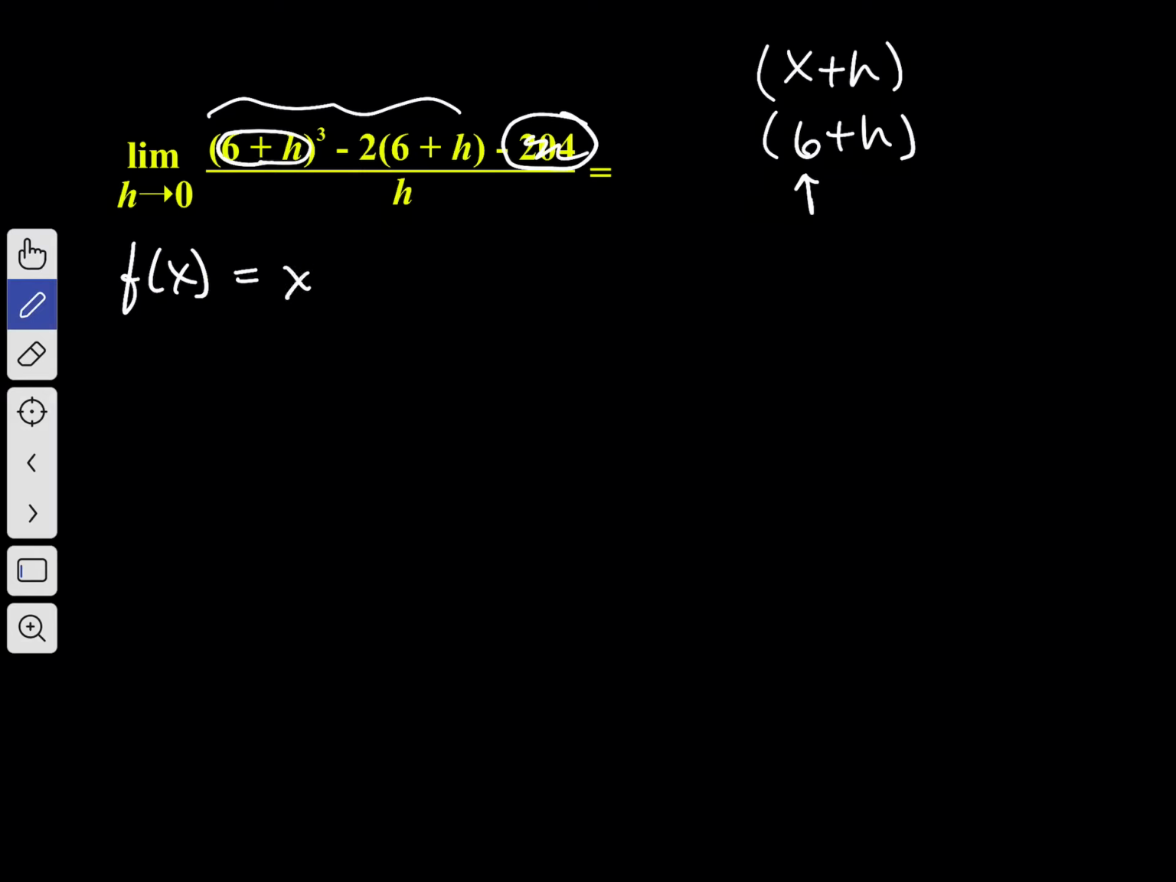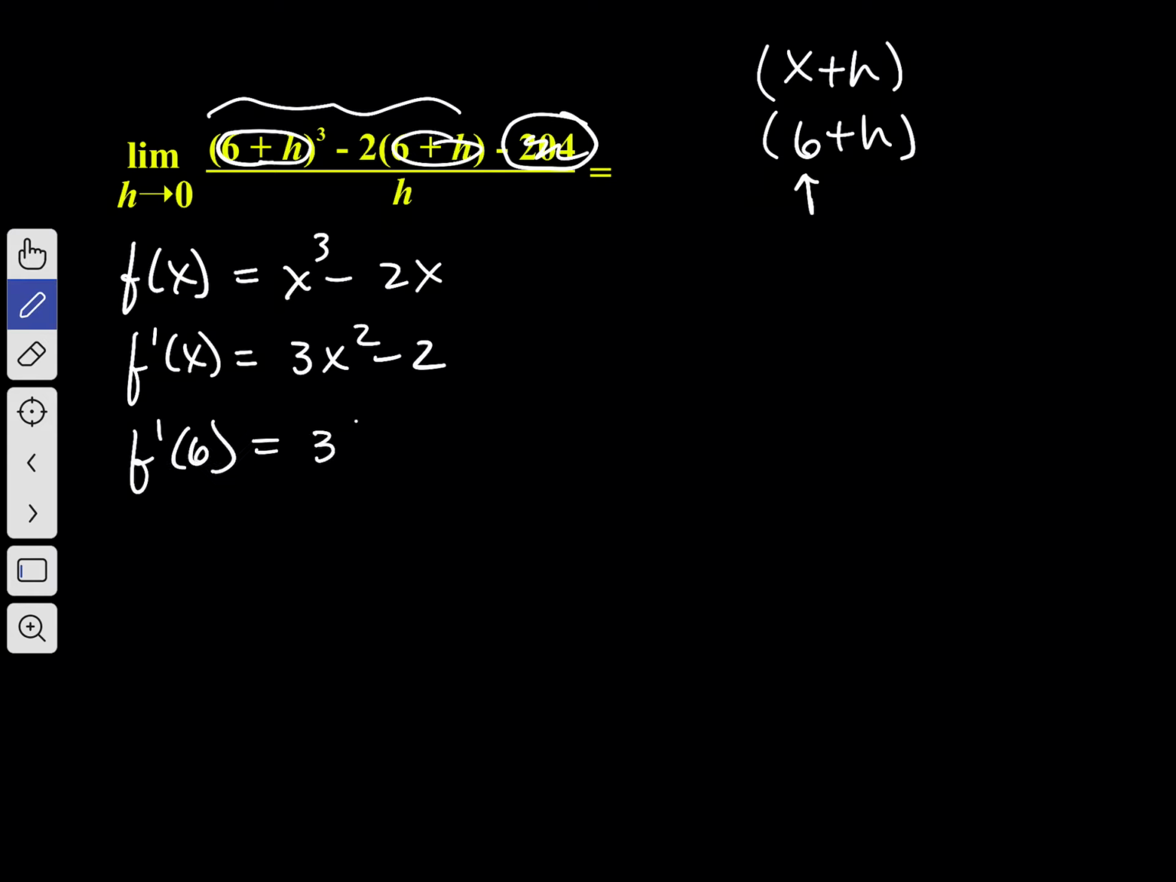Okay, we've got the 6 plus h cubed minus 2 times 6 plus h, so that's going to be where the x is. Let's find the derivative using our power rule. And then let's find the slope at an x value of 6. So 6 squared is 36 times 3 is a big number, 108 minus 2 is 106. So the slope of a tangent line at an x value of 6 of this function is 106.